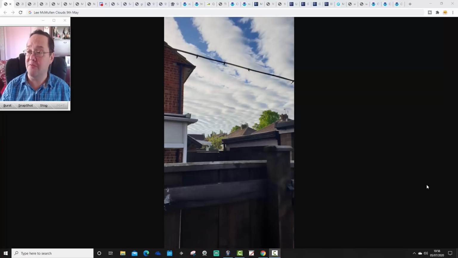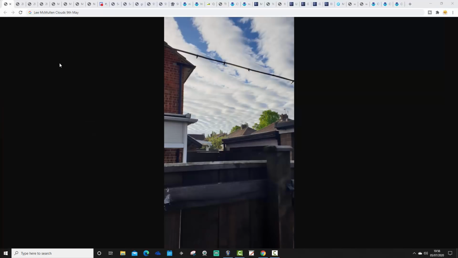Okay then, so let's get on with Sunday Roundup. So this was sent through, I should have showed this last week, but I misplaced it. This was sent through to us a couple of weeks ago by Lee McMullen, showing clouds on the 9th of May.